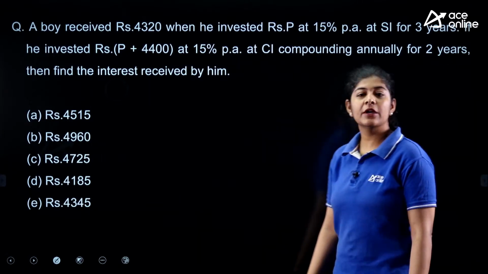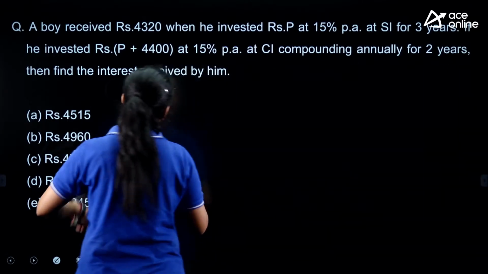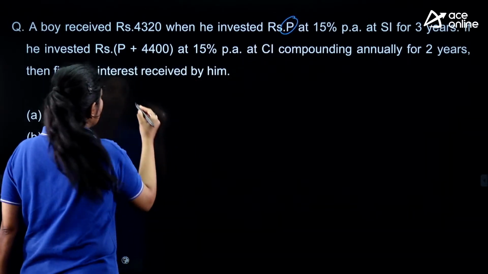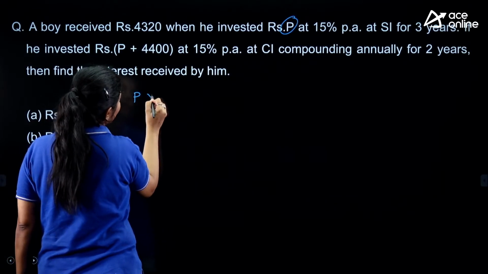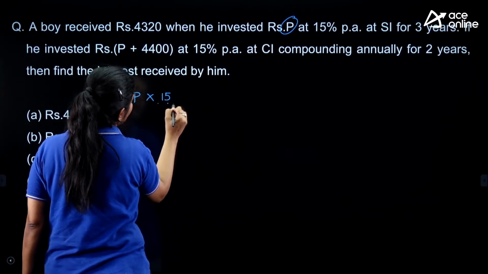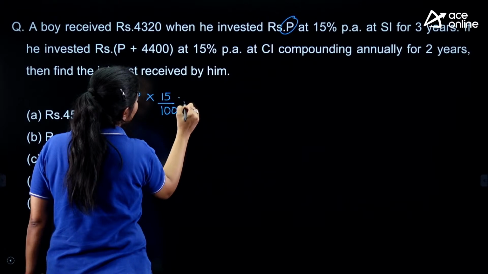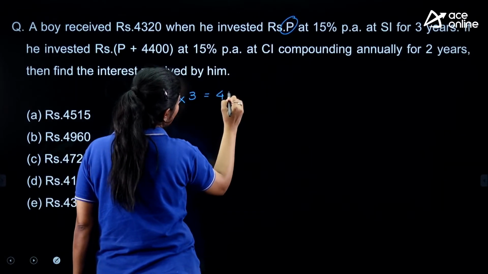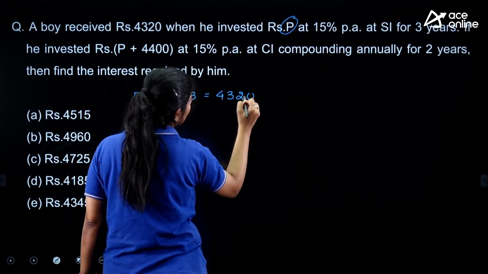Okay, so how we are going to calculate it? First, we are just going to calculate the value of P. So the question is saying that if I am investing P with 15% rate of interest for 3 years, I am getting an interest of rupees 4,320.